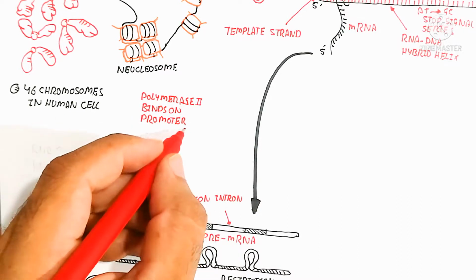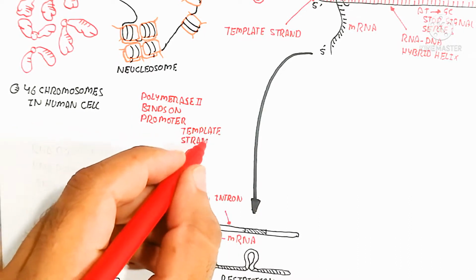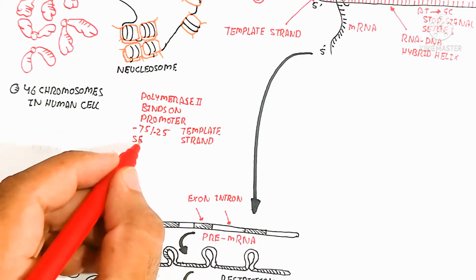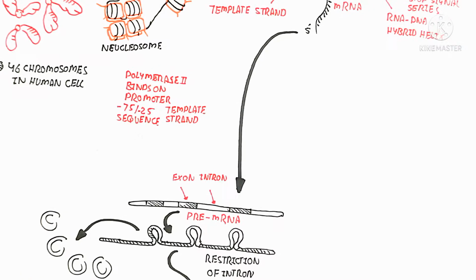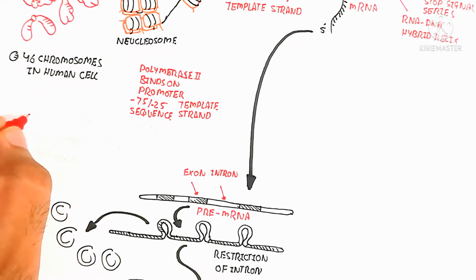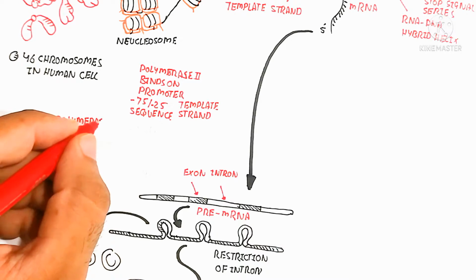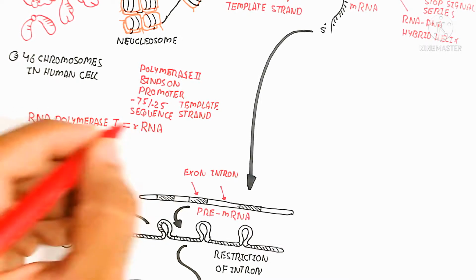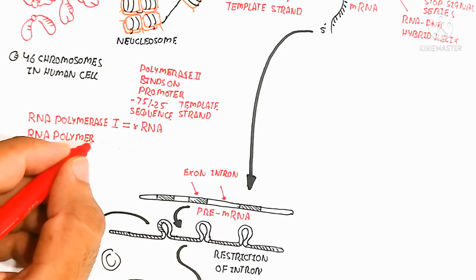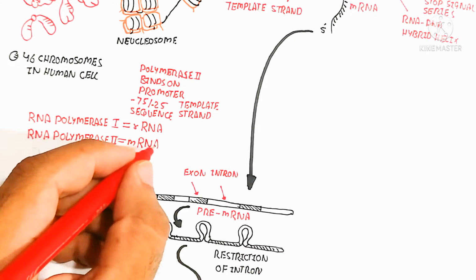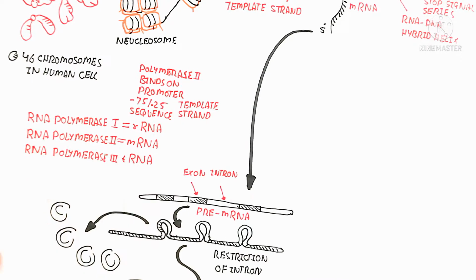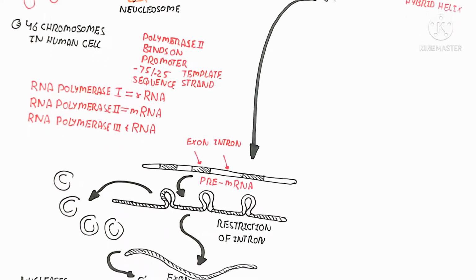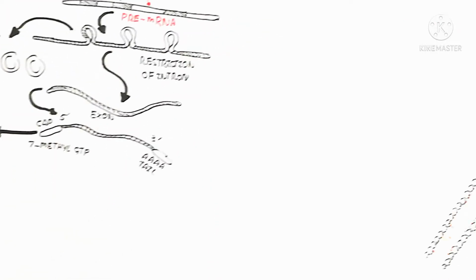So here, basically, polymerase 2 binds on the promoter and template strand, and the 75 to 25 sequence is the binding site in eukaryotes. So RNA polymerase 1 is used for ribosomal RNA, while RNA polymerase 2 is used for messenger RNA transcription, and RNA polymerase 3 is used for transfer RNA. So remember that. So let's also begin to understand the transfer RNA and ribosomal RNA.